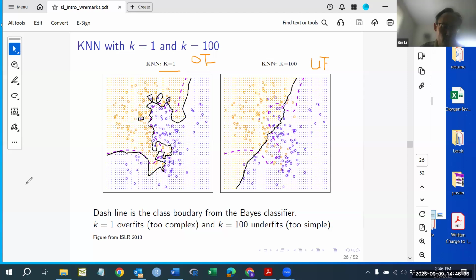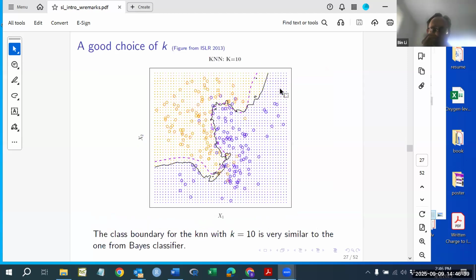Okay? So you can see a good choice of K is when K is 10. It's between 1 and 100. You can see the model fitted boundary, the black line, matches the underlying true boundary quite well, right? So that shows K equals 10 is probably the best value for K.